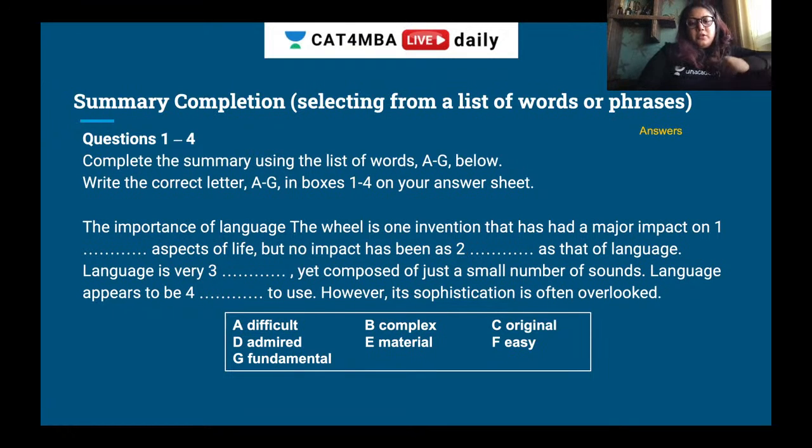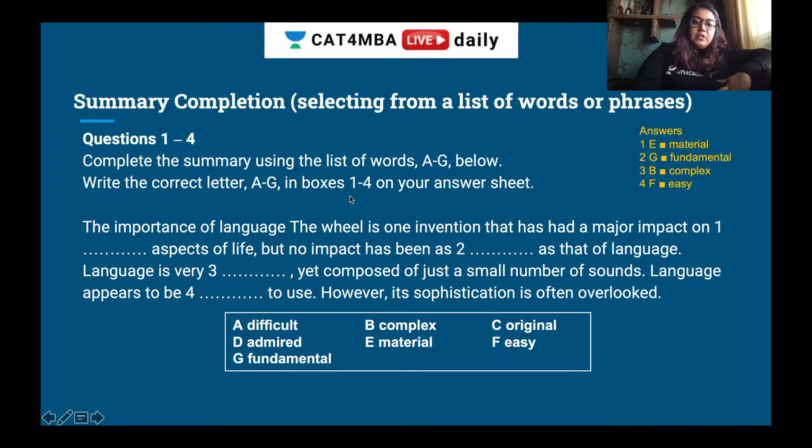What's the answer? The importance of language. The wheel is one invention that has had a major impact on dash aspects of life. Material aspects of life, but no impact has been as fundamental as that of language. Language is very complex yet composed of just a small number of sounds. Language appears to be dash to use, however, its sophistication is often overlooked. Language appears to be easy to use, however, its sophistication is overlooked.